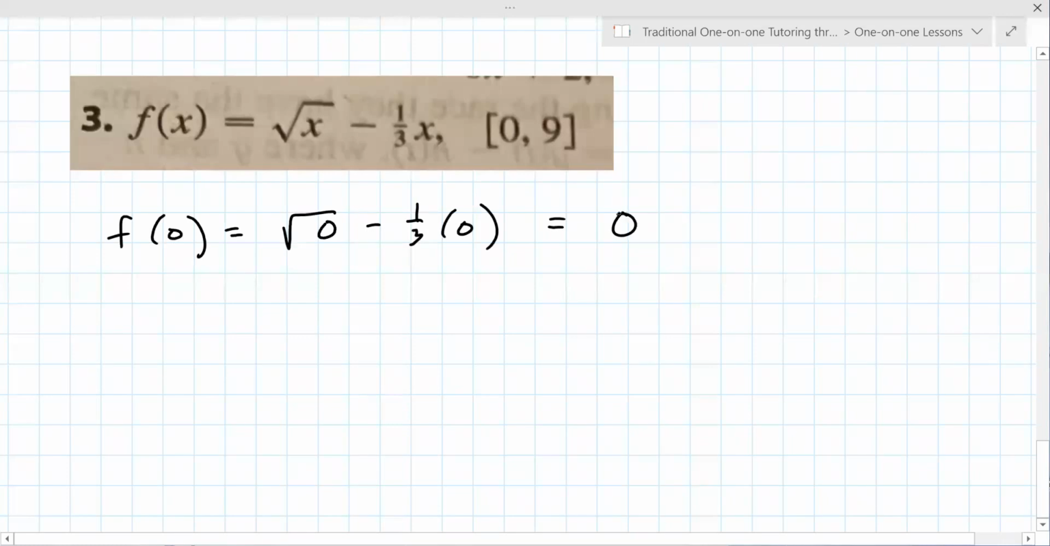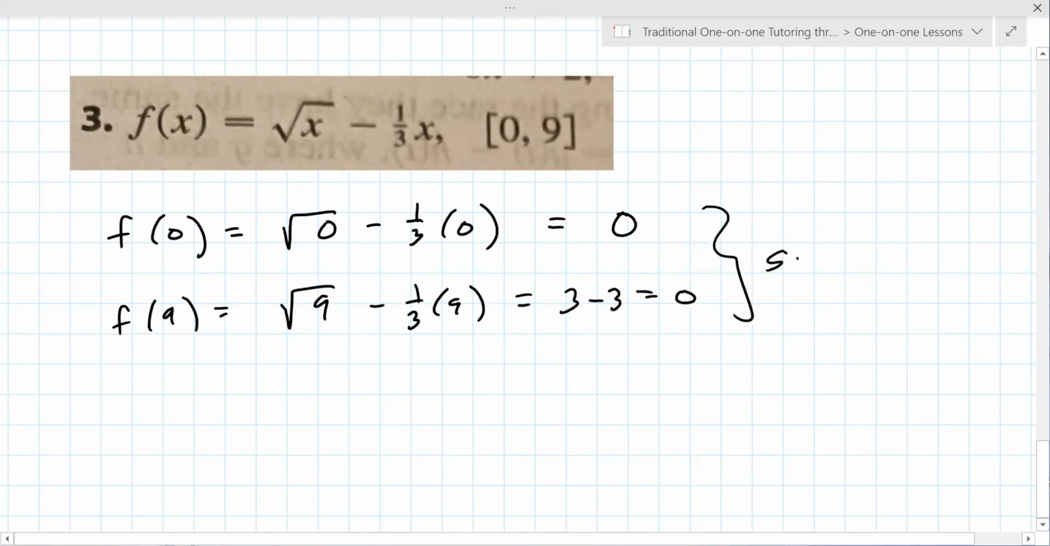So f of 0 is 0. f of 9 is the square root of 9 minus 1/3 of 9, which ends up being 3 minus 3, which is 0. These have to be the same for Rolle's theorem to work. What if they're not the same? Then you made a mistake or you can't use it. And again, what that means on the graph is there are 2 points: 0, 0 and 9, 0.